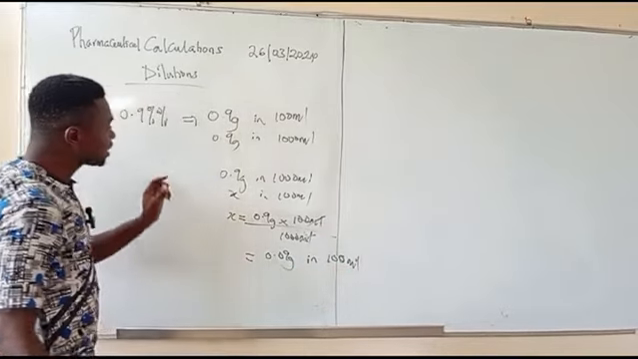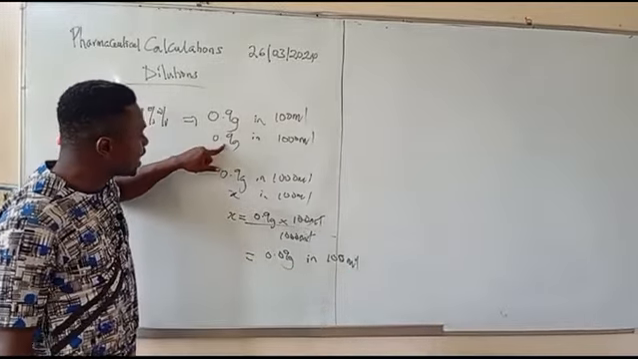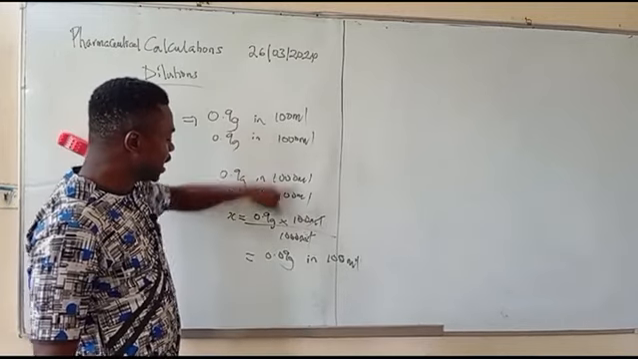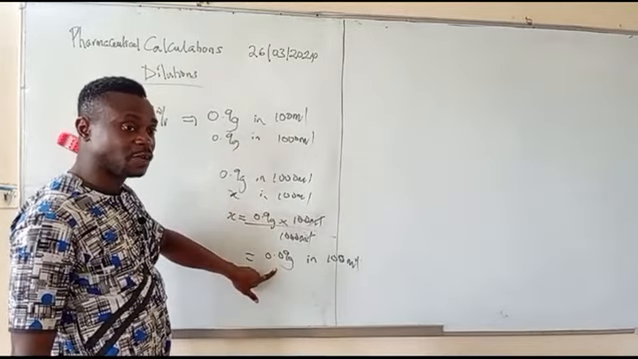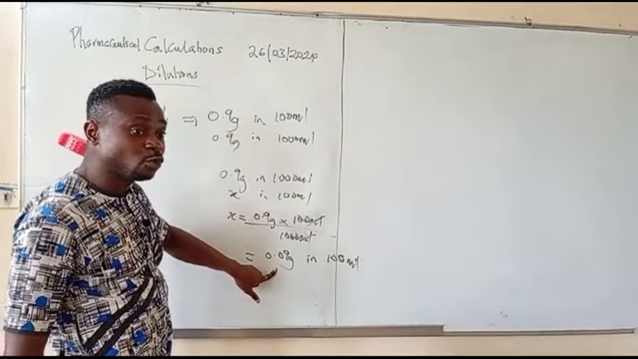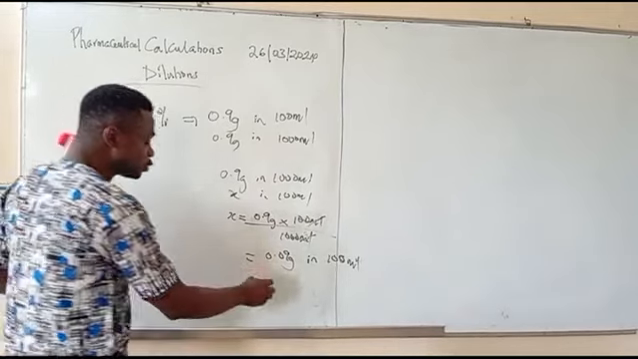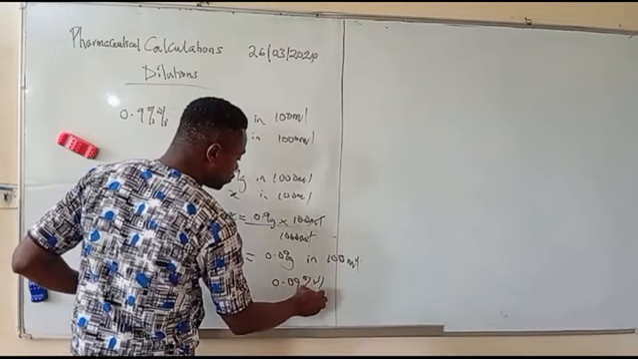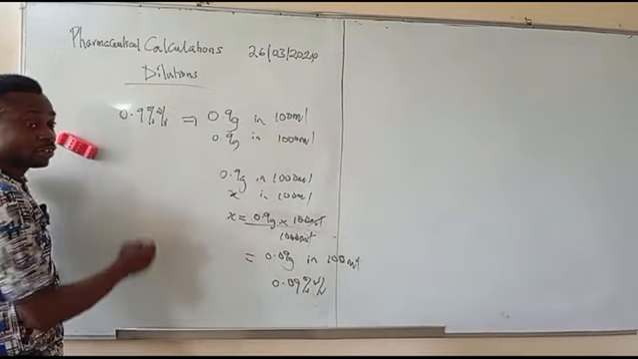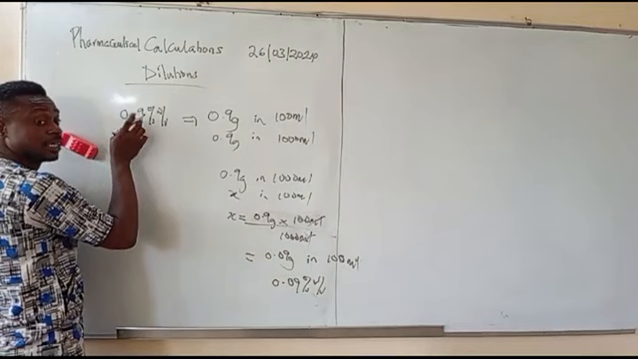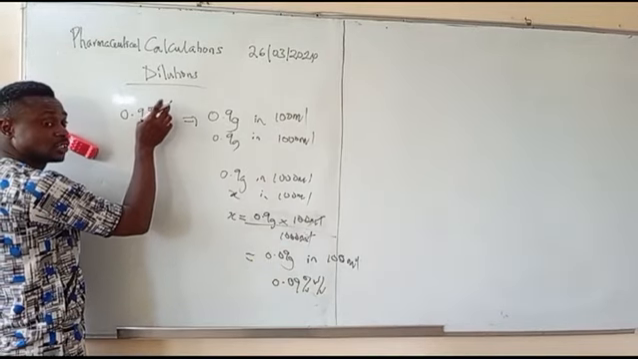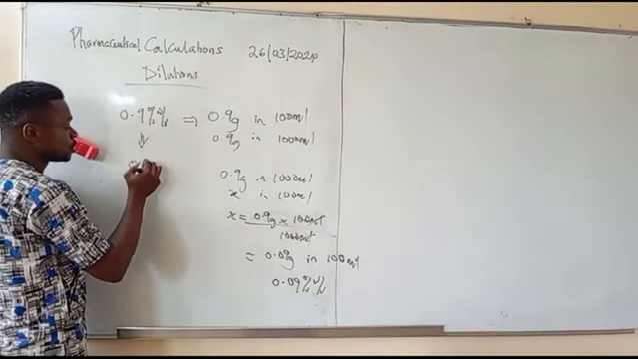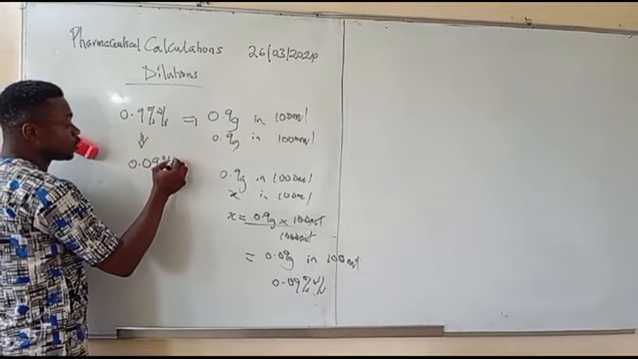It was 0.9 gram in 1000 ml. In 100 ml, it has gone down to 0.09 gram. What does this mean? This means 0.9 percent weight in volume. So the concentration now moved from 0.9% weight in volume to 0.09% weight in volume.